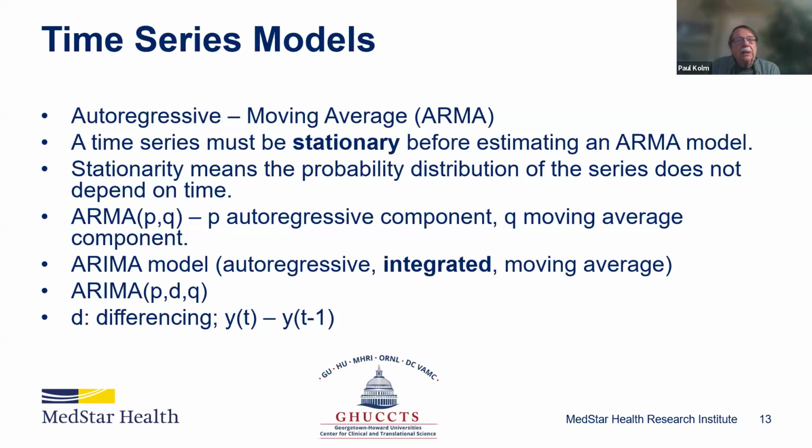We can also have what's called an ARIMA model, where in addition to the autoregressive and the moving average parts, we have what's called an integrated part. And we designate that by D, which stands for differencing. In other words, in addition to considering the autocorrelations in a moving average, at any particular time point, we're going to subtract the previous time point.